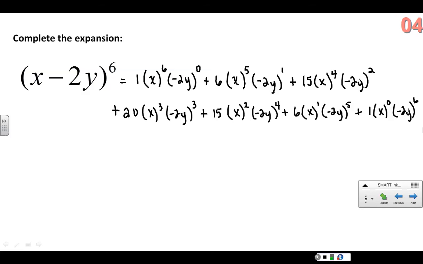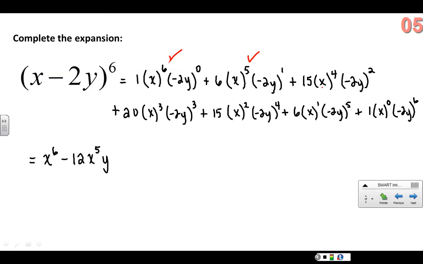It's a lot of work, but now we're going to simplify this down. We can use our calculator all we need to. On the first term, you've got a 1 times x to the 6th, and this is to the 0, so this is a 1 also. So we know we've just got x to the 6th for our first term in our expansion. Check off that one. Now the next one, you've got 6 times x to the 5th, and you've got negative 2y to the 1st. So that's just going to be 6 times negative 2. That's negative 12 x to the fifth y. Done that term.